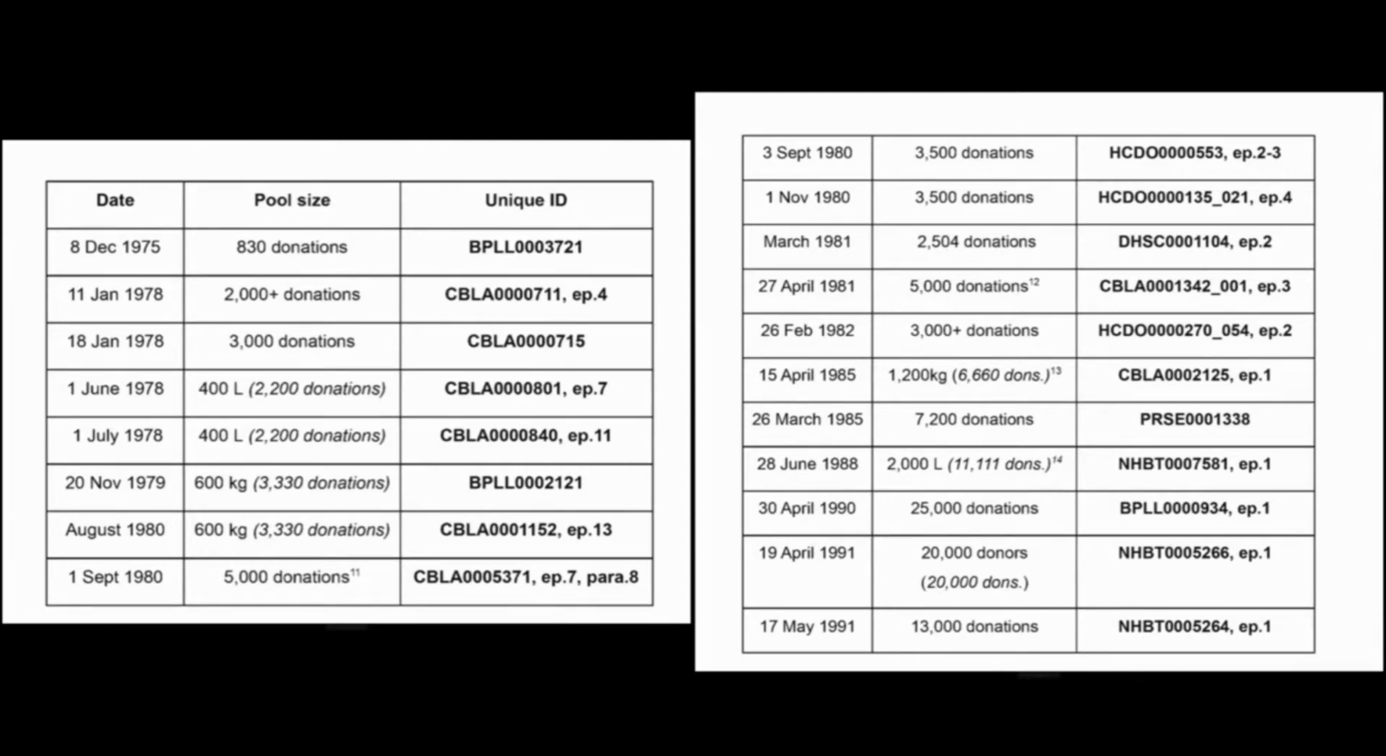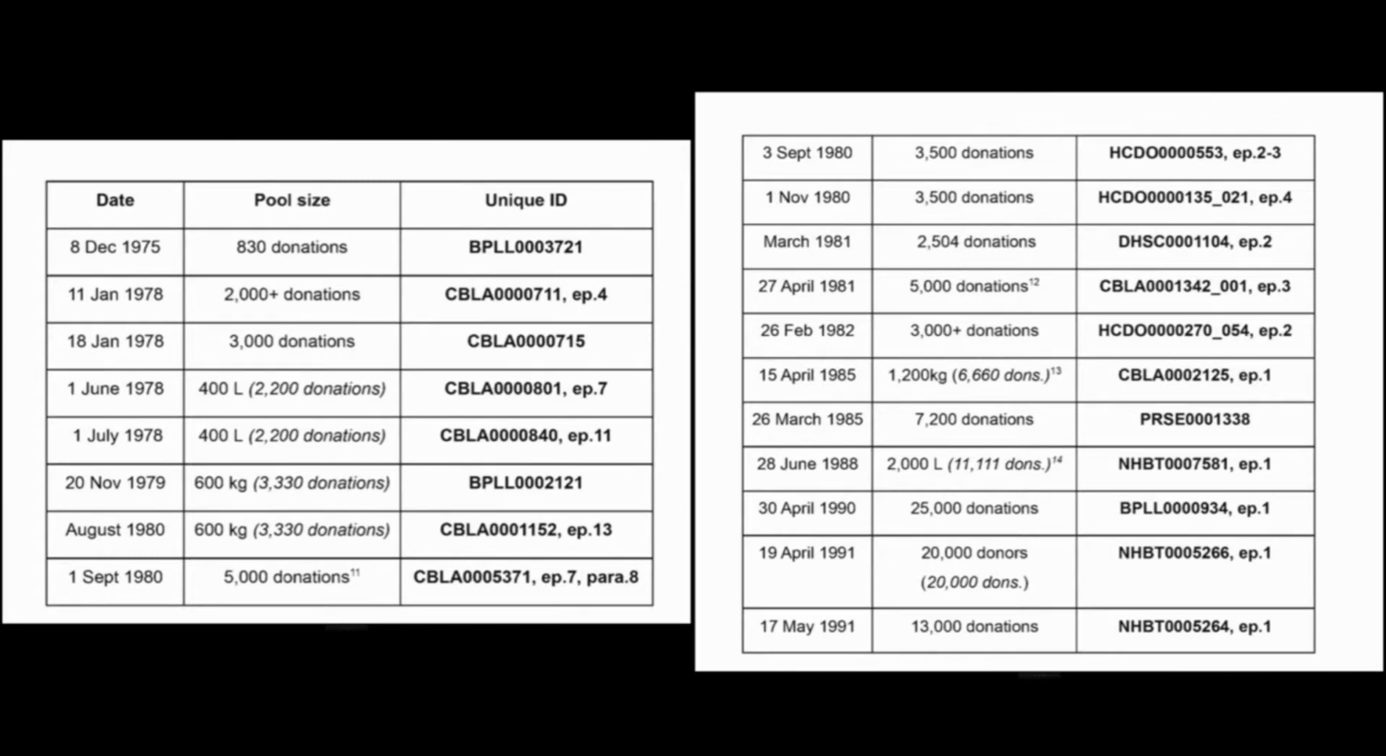1979 and 1980, we can see an increase up to 600 kilograms, about 3,330 donations. We understand that to be linked to the stopgap programme, and I will come back to that shortly. 1980, 5,000 donations for the 1st of September. A different figure at 3rd of September 1980, 3,500 donations. Now, this is not to say that pools were necessarily fluctuating at this time. It may be that we just have these little snapshots of data which may refer to the maximum possible size, whereas the 3,500 donations refers to an individual pool that was fractionated at that level.